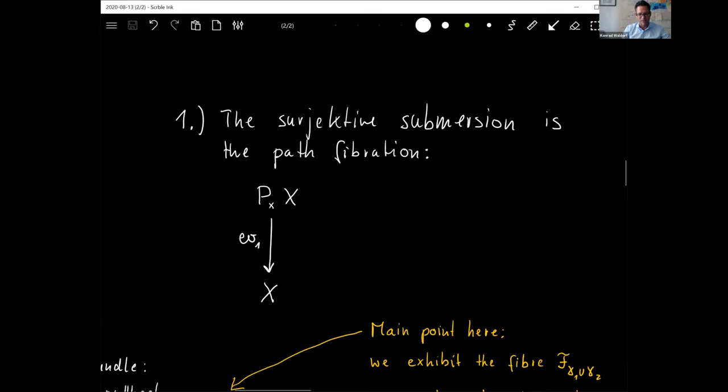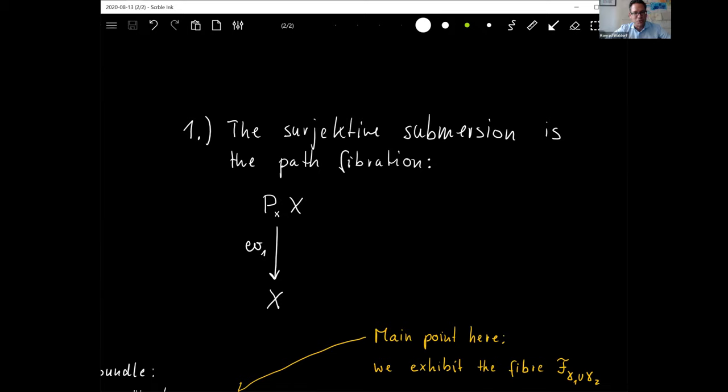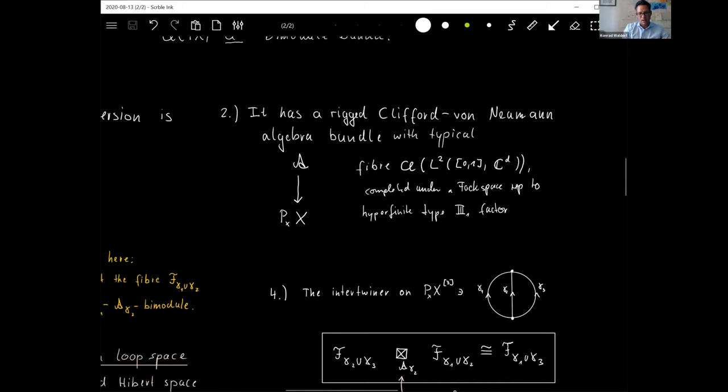The surjective submersion of this two-vector bundle is the path fibration. So we need to choose a base point in the manifold. It's not so nice, but let's accept this. So we choose a base point x, consider the manifold of paths starting at x, and the base point projection, all right? That's the first ingredient. Next we need an algebra bundle over this path space, all right?